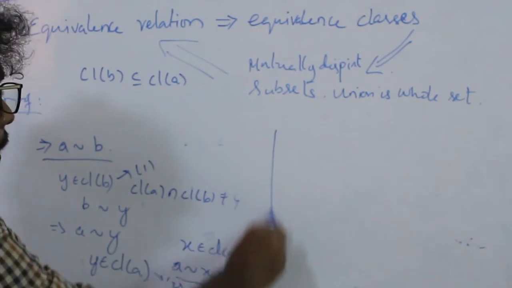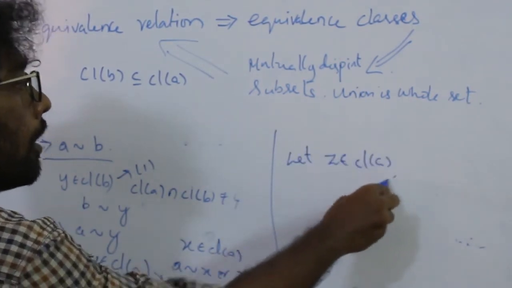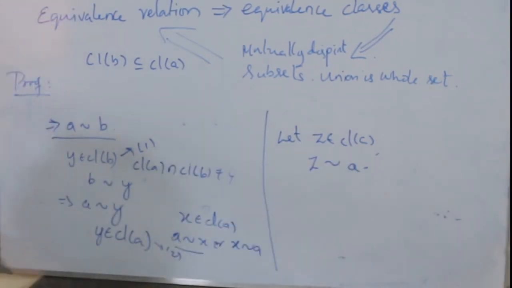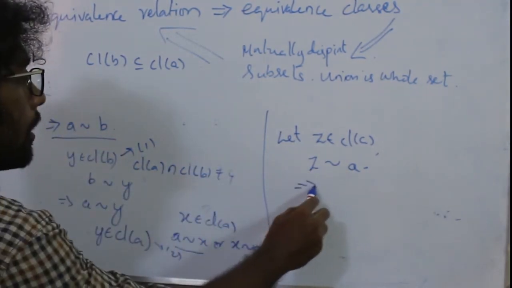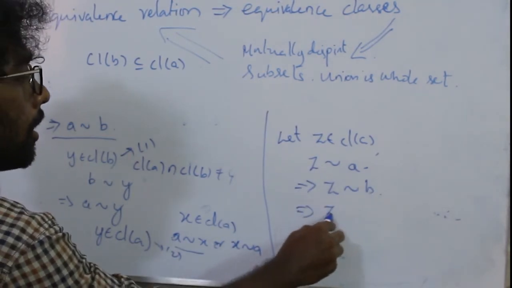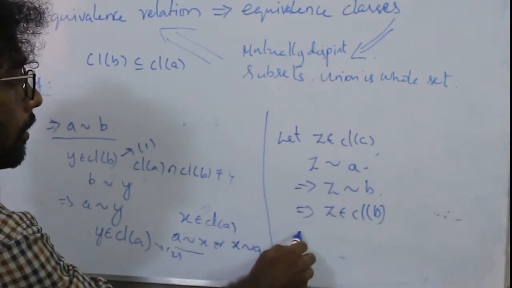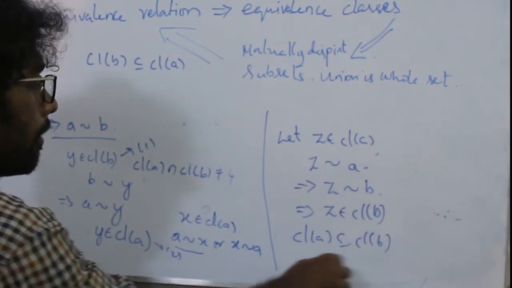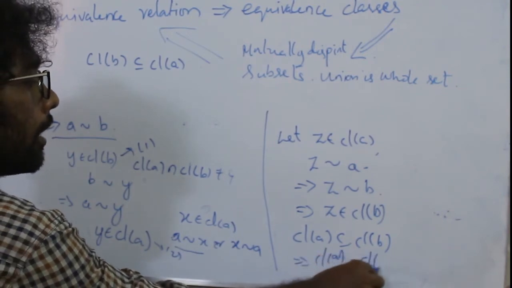Okay, same logic. Let Z belong to CL of A. Now just choose it from CL of A. Therefore Z is related to A. A is related to B, Z is related to A. Therefore Z is related to B, which implies Z belongs to CL of B. Therefore CL of A is a subset of CL of B, which implies CL of A is equal to CL of B.